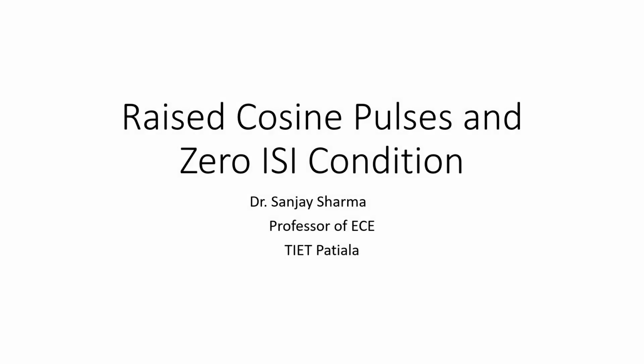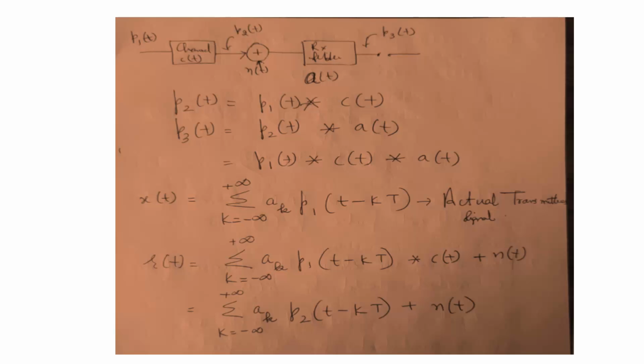Hello everyone. Let us now discuss the raised cosine pulses and the condition for zero ISI, which is actually the Nyquist condition for ISI free communication. Now we have been very familiar with this block diagram in which p1(t) is the pulse which will actually represent the digital bit stream. It passes through the channel. The channel impulse response is, let's say, c(t).